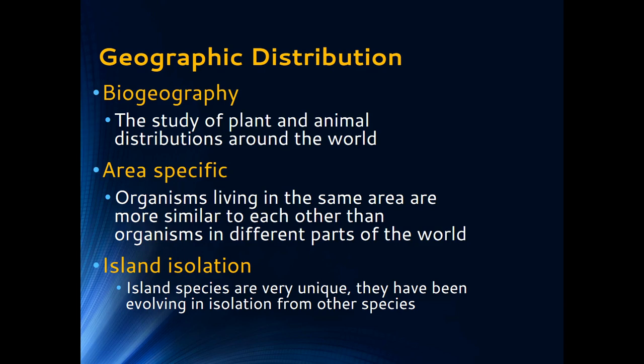Island isolation, like the Galapagos Islands. Island species are very unique. They have been evolving in isolation from other species. So they are having their own unique habitats and niches and resources and food supplies that factor into their livelihood. While on the mainland, there may be something totally different. So you get these plethora of different individuals existing out there.